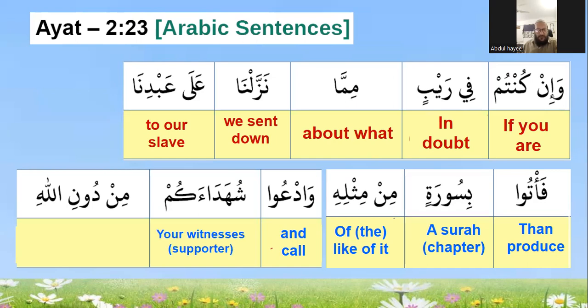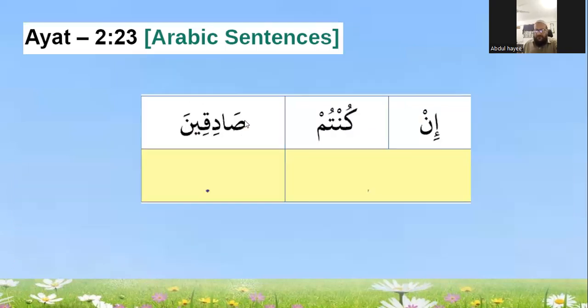Witnesses. Your witnesses, your supporters. Min dunillahi: min means except or from, Allah is Allah. Dun means except. So min dunillahi means beside Allah or except Allah. That will be the proper translation. Beside Allah or except Allah. Let's see in kuntum: in means if, kuntum means you are, so if you are.